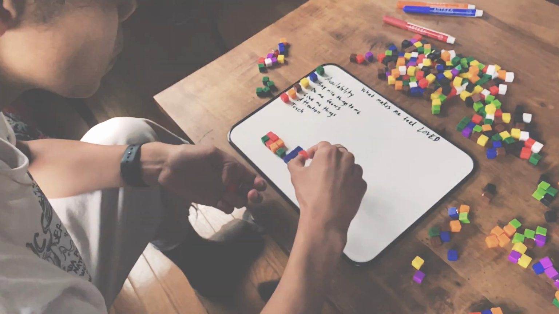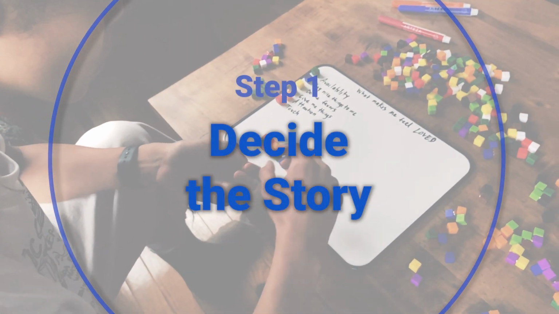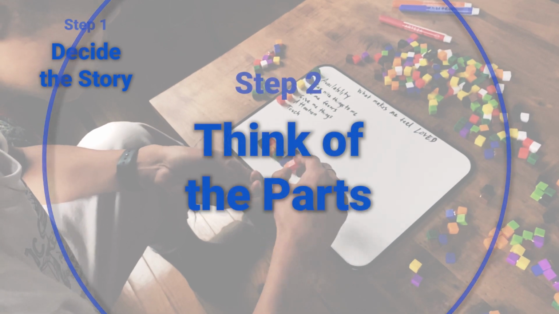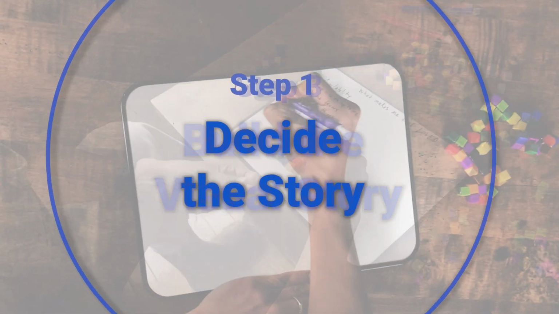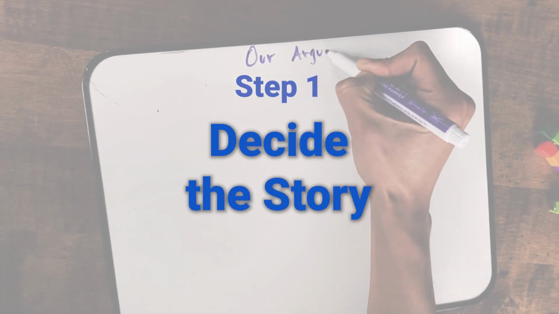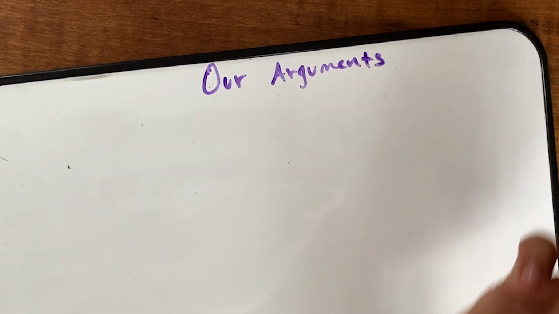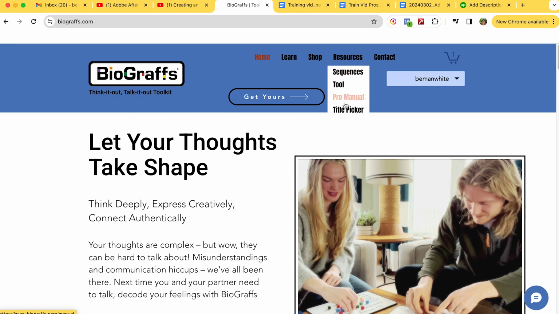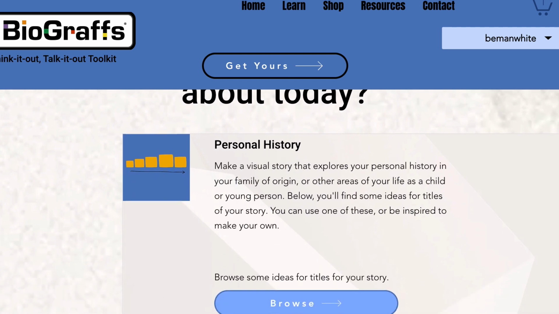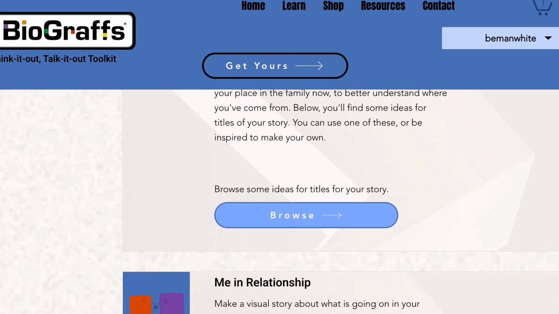Making a biograph is a three-step process. Deciding on the story to be told, thinking of the parts of the story, and building the visual story. The first step is to think of the thing you want your clients to use the biograph materials for. This should come out of the work that you are doing with them. It might be helpful to browse through our online resource of prompts, grouped by categories, to get an idea of the breadth of possible prompts.